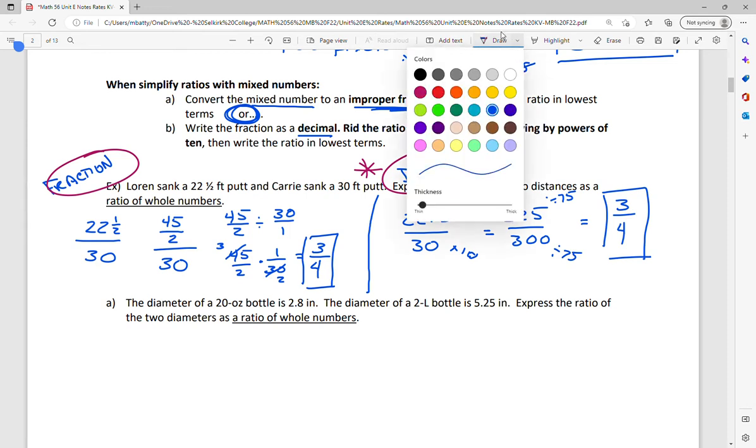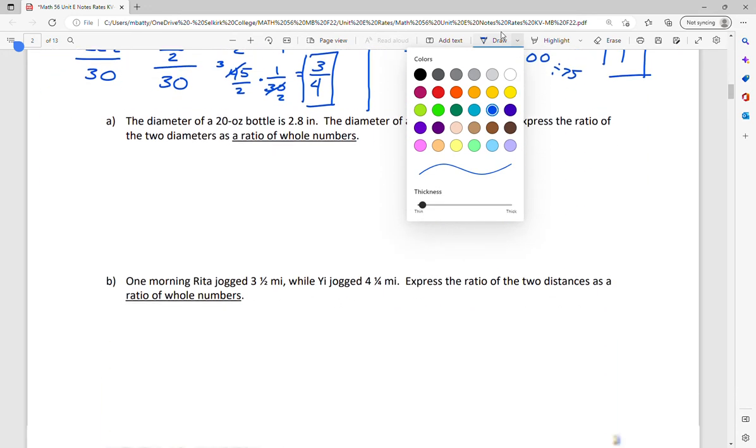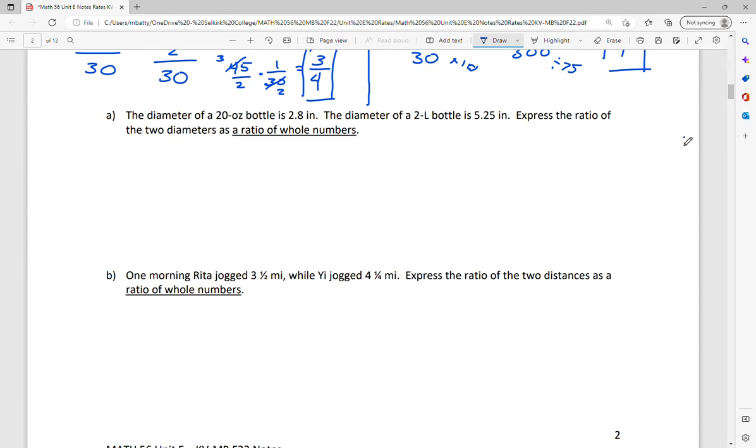So the last one on the page here is a good example of this, and you can do it either, oh, sorry, not the next one. The last one is a good example. You can do it either way. So we've got this next one here where we've got a diameter of a 20-ounce bottle, which is 2.8 inches, over a 2-liter bottle, which has a diameter, again in the same units, of 5.25 inches. So what we're supposed to do is write that as a whole number ratio.